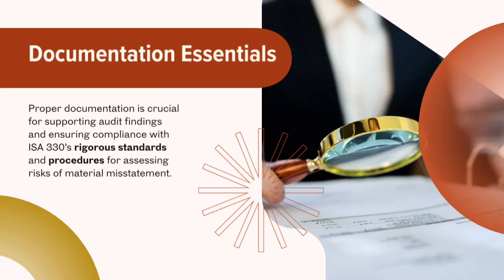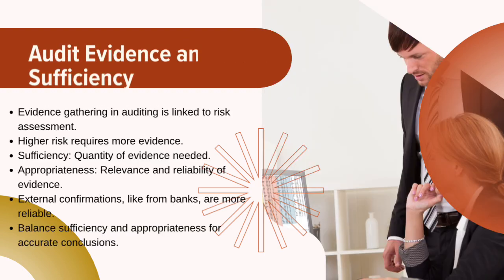In summary, ISO 330 is the action standard. It's the critical link between the planning and execution phases of an audit. It ensures that every procedure we perform is purposeful and directly linked to our assessed risks. It's how we move from simply identifying potential problems to actively searching for evidence to address them. By following ISO 330, auditors can ensure their work is effective, efficient, and ultimately provides a reliable basis for their audit opinion.